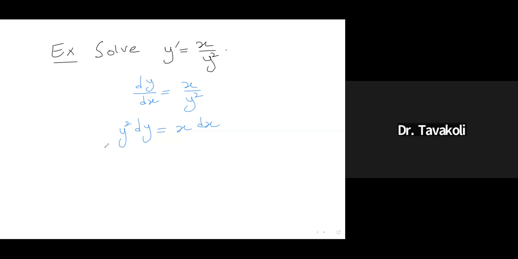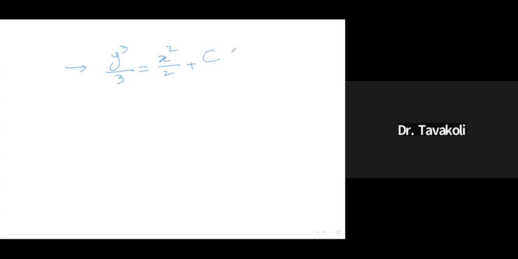So we integrate both sides. The integral of y squared dy is the integral of x dx. We continue on the next page. Antiderivative of y squared is y cubed over 3. This equals antiderivative of x on the other side, which is x squared over 2. And we need a plus c at the end.